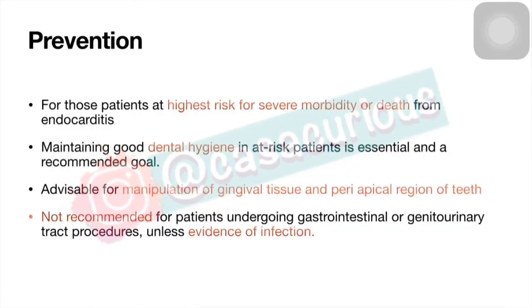The American Heart Association and the European Society of Cardiology have narrowed recommendations for antibiotic prophylaxis, limiting its use to patients at the highest risk of severe morbidity and death from endocarditis. Prophylaxis is recommended only for those dental procedures involving manipulations of gingival tissue or the periapical region of the teeth, or perforations of oral mucosa. Prophylaxis is not advisable for patients undergoing GI or genitourinary tract procedures unless the genitourinary tract is infected.